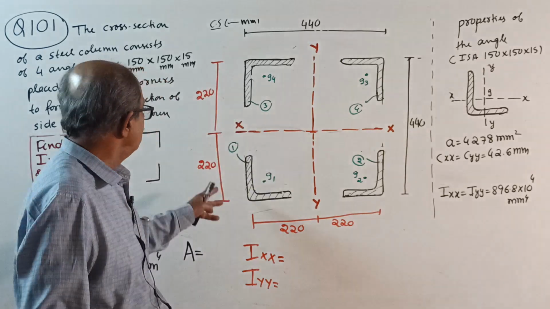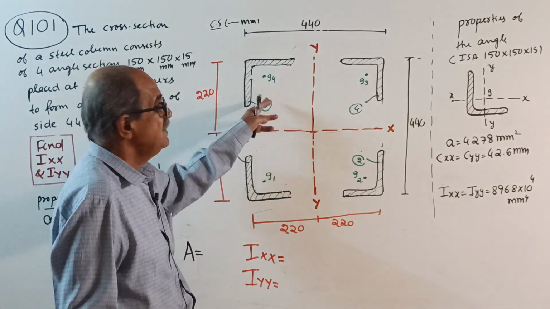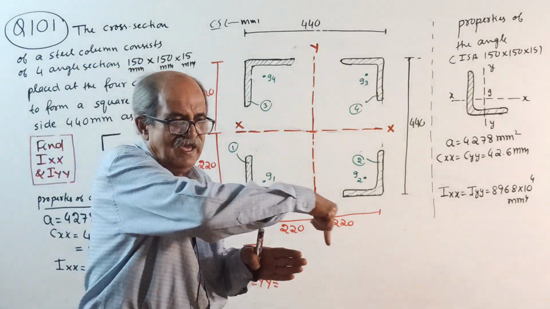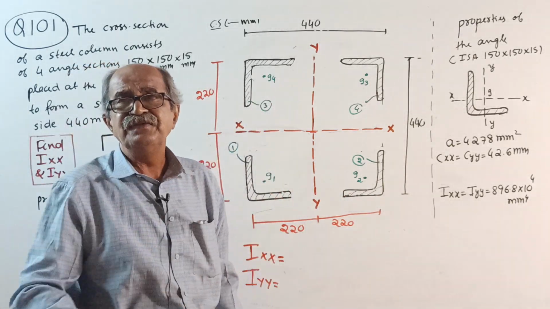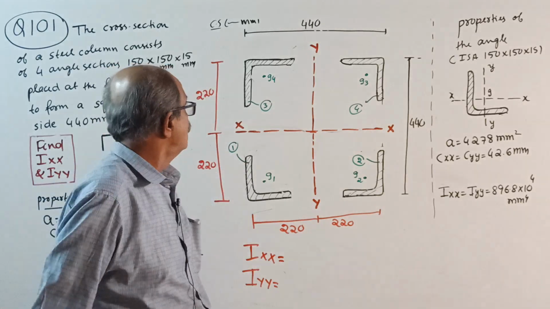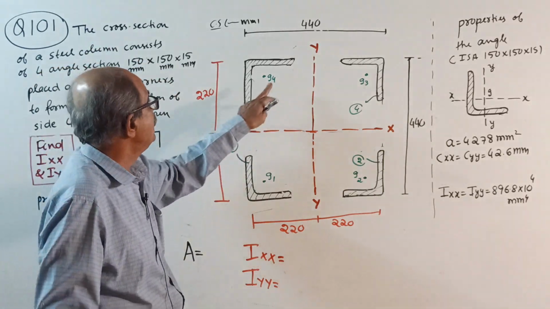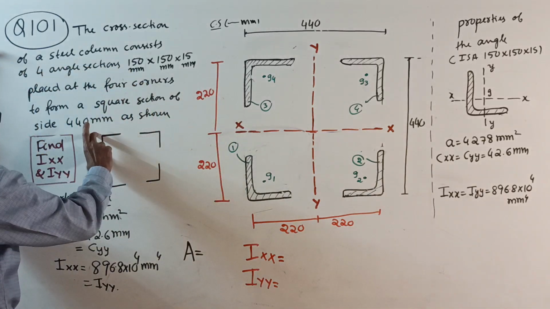So today's class is meant for 4 angles. Sometimes in a construction you can see one angle here, one angle here, one angle here, one angle here. Of course, they are all properly connected by lacing or battening. Then only it will behave like a single unit. So 3 questions are there. One question is for equal angle. Here it is 150 by 150.